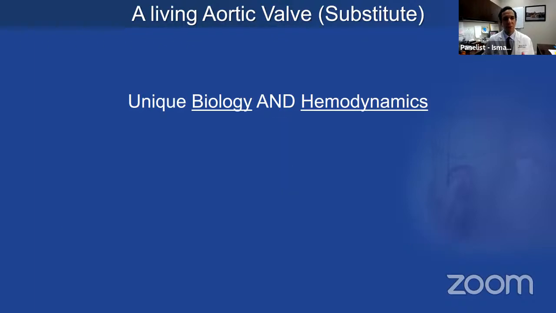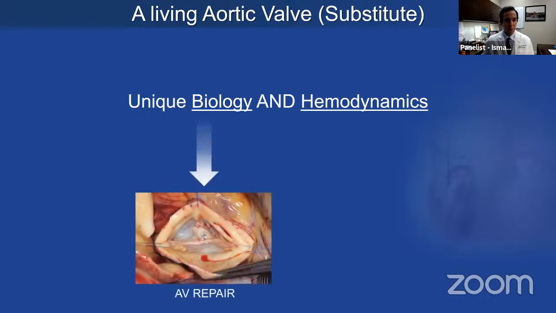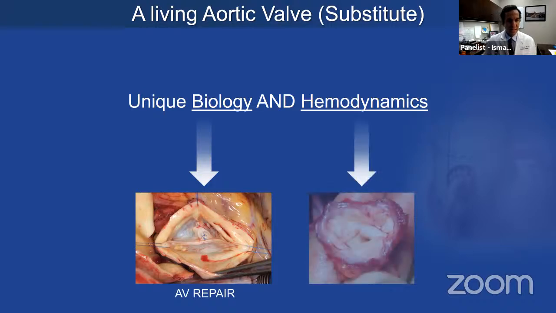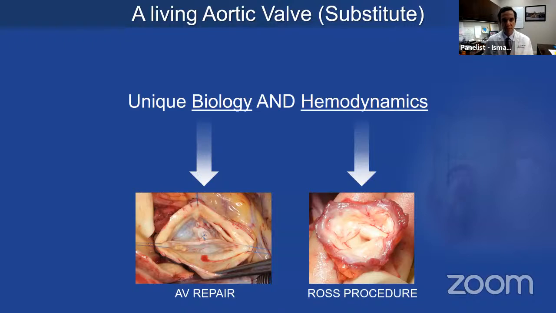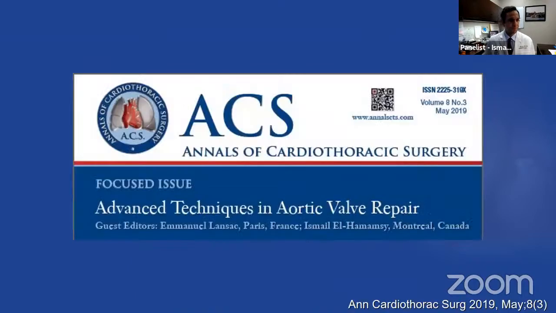And there are two ways we can either keep a living valve or substitute it with a living one. One is repairing the aortic valve, and secondly is replacing the aortic valve with the patient's own pulmonary valve, or doing the Ross procedure. And I'll touch briefly on aortic valve repair and show you some techniques, and then dive a little deeper into the Ross procedure.